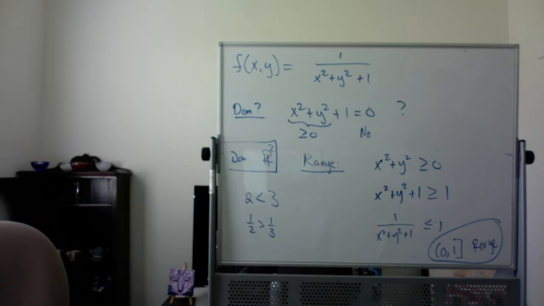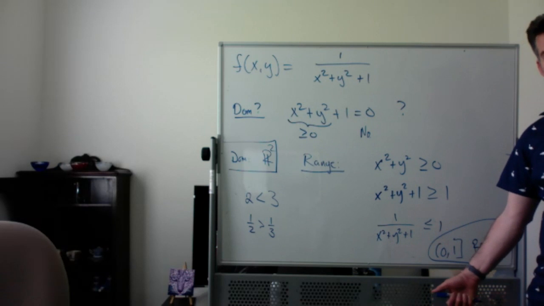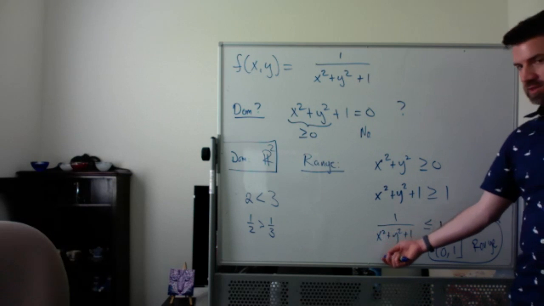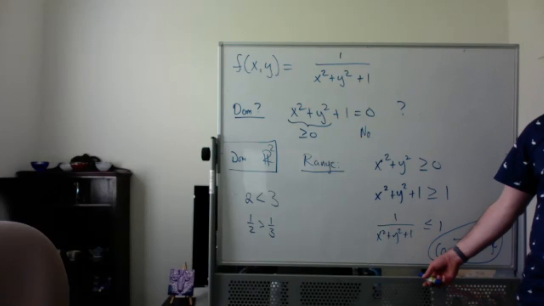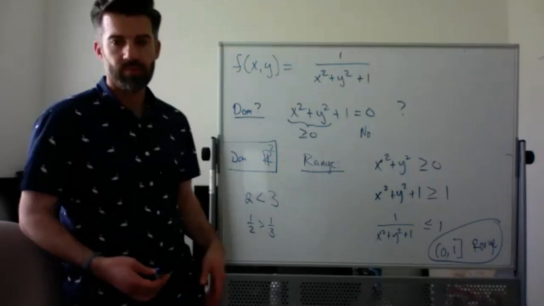If you think about it, you can definitely get 1 by letting x and y both be 0. And you can get any smaller positive number by letting x and y just get bigger and bigger and bigger. But we'll never get to 0, because for a fraction to be 0, the top has to be 0, and the top isn't 0.